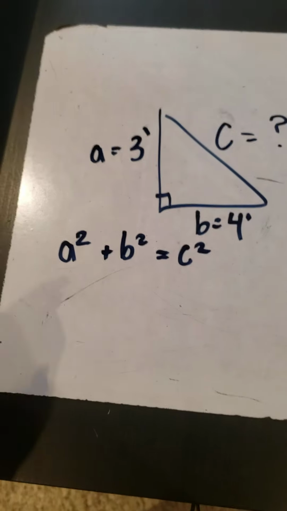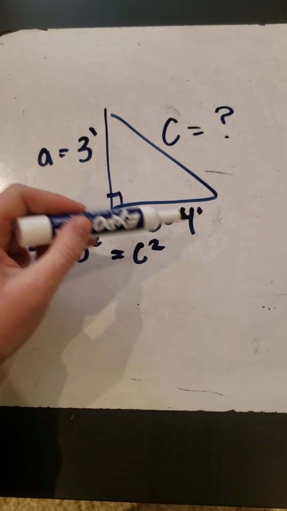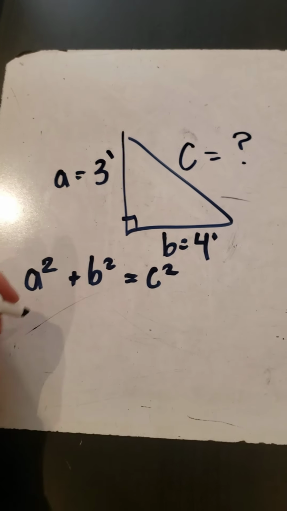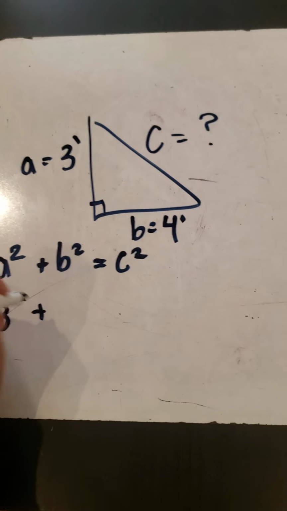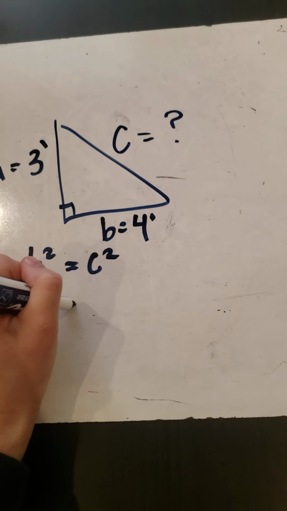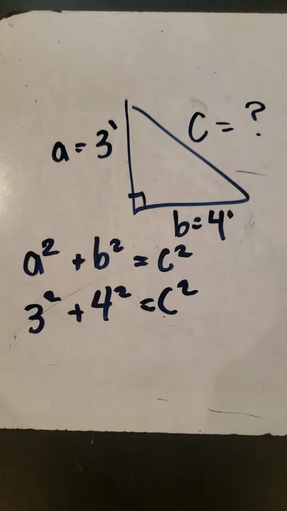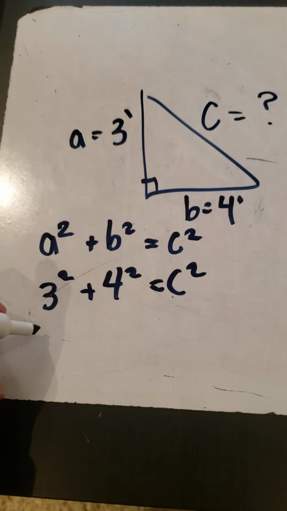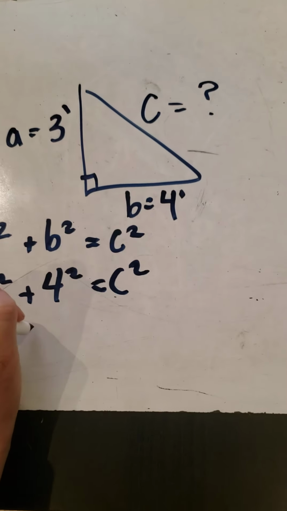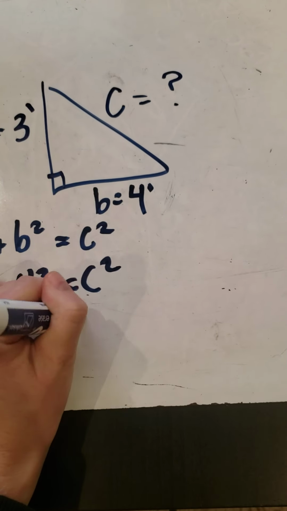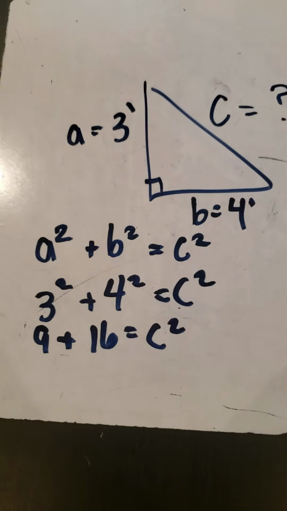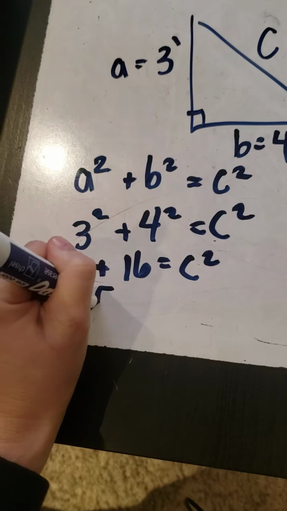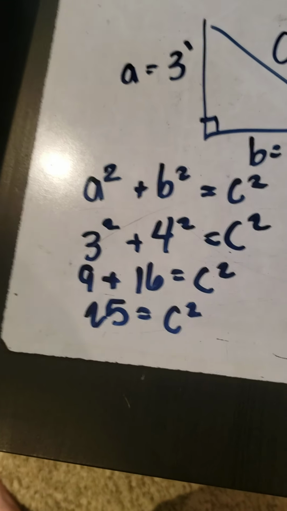Okay. From here, I'm going to replace these numbers that I do have in order to solve for the number I don't have. We know a is 3 feet, so we're going to have 3 squared plus b, which is 4, 4 squared equals c squared. So to solve for c, first thing I'm going to do is square 3 and 4. So we know that 3 times 3 is 9, 4 times 4 is 16, and those would equal c squared. Next step would be to add 9 and 16, which we know is 25. So 25 equals c squared.